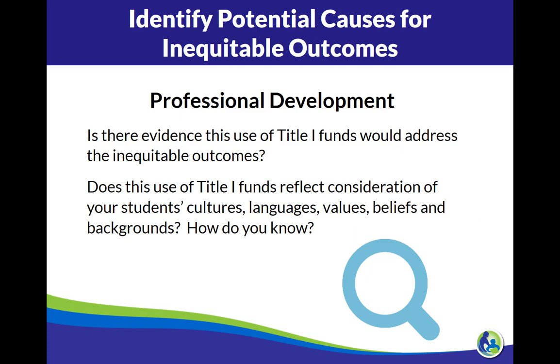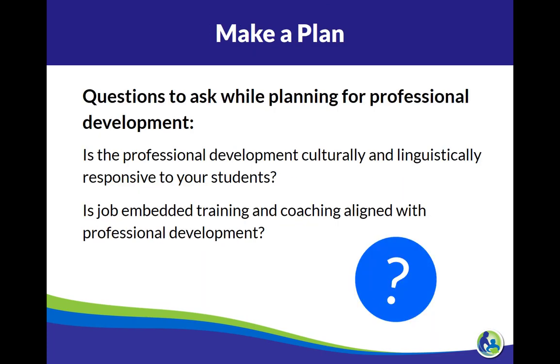Let's say you've identified a cause of inequitable outcomes due to insufficient or inadequately prepared staff and would like to use Title I funds for professional development. Make sure that professional development being considered is directly related to the causes identified for the inequitable outcomes. Consider the following questions. Is there evidence this use of funds would address the inequitable outcomes? Does this use of funds reflect considerations of your students' cultures, languages, values, beliefs, and backgrounds? How do you know? It is also essential that professional development you add adequately prepares your staff to work with a group of students whose needs you are trying to address.